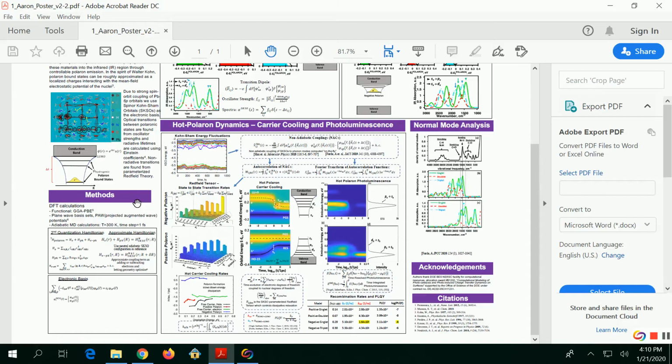So that's how we set up the model, and then the functional that we use is PBE with plane waves. It's all done in VASP, so it's plane wave optimized, and then for the dynamics, we implement ab initio molecular dynamics. We do those at room temperature.